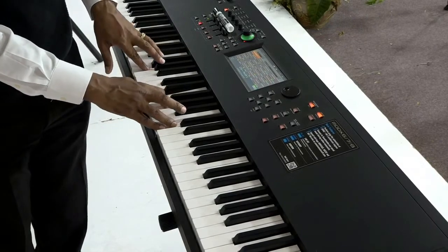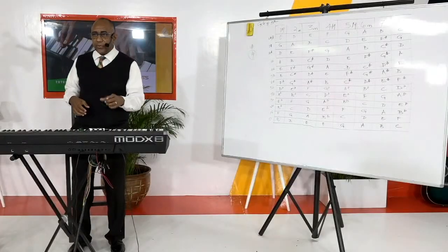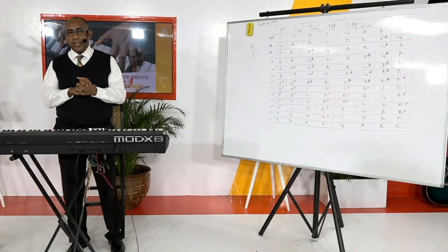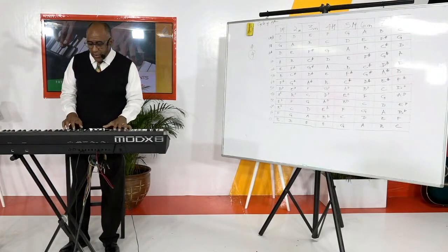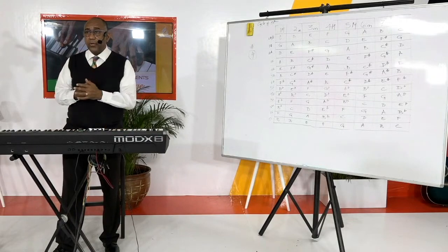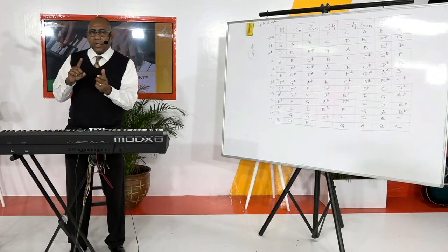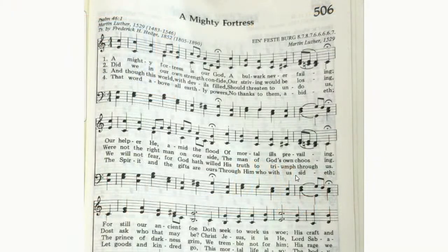Alright, great. So let's turn to another song: A Mighty Fortress Is Our God. Now this one is filled with accidentals, so let's get that on the screen. We are going to look at some of the accidentals. Remember now, whenever the accidental comes up, it's going to be that middle note in the major chord. There we have A Mighty Fortress Is Our God.